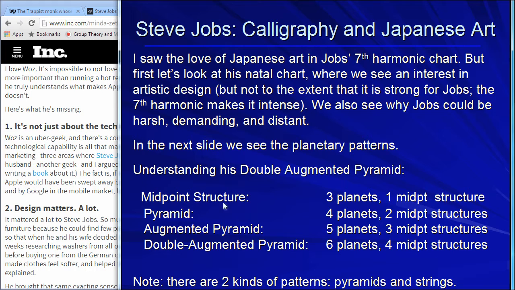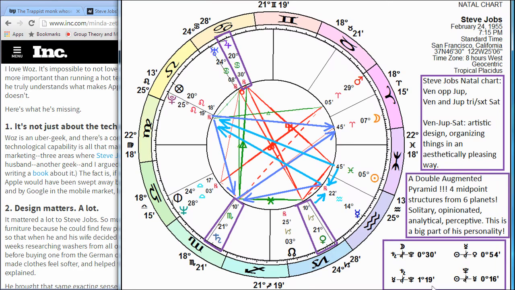And what this is saying is we know what a midpoint structure is. There are three planets, one midpoint structure, a planet in between two others. A pyramid, you take a fourth planet, you get another midpoint structure. An augmented pyramid, you add another planet, you get another midpoint structure. And a double augmented pyramid, you add yet another planet. You have a total of six planets making four midpoint structures. By the way, there's another kind of pattern called a string where things are equally spaced. But this is based off a pyramid. Pyramid means one planet is in between two others, and then a fourth planet is in between two planets on the side, and then you just start adding in other planets and getting additional midpoint structures.